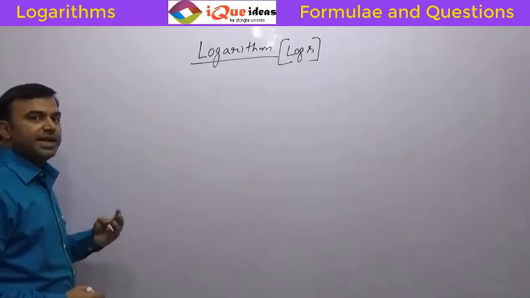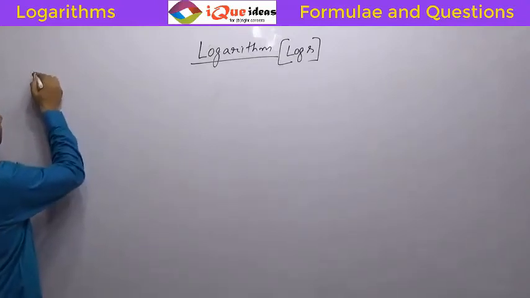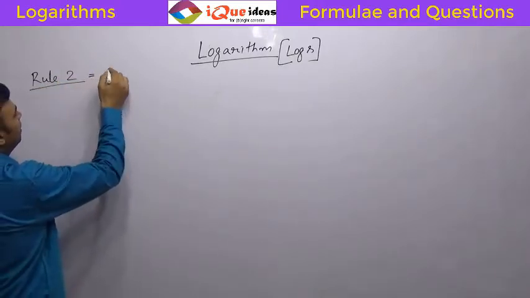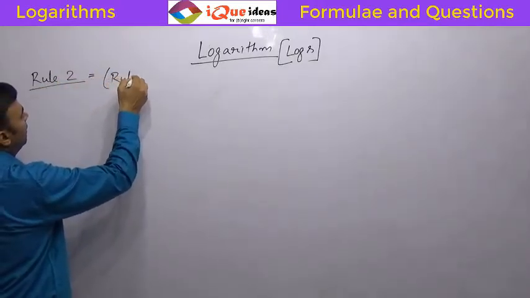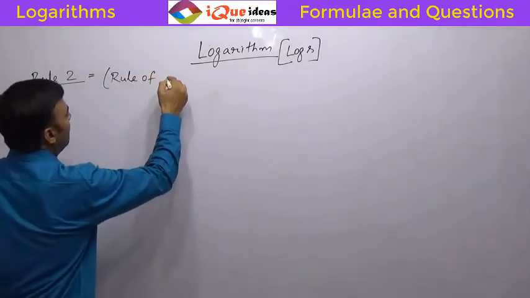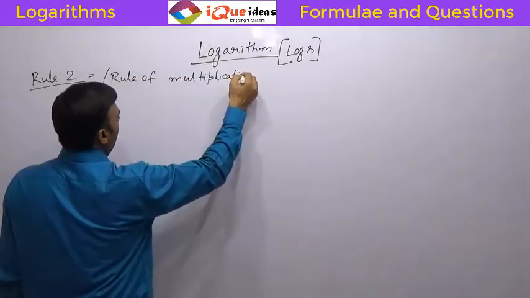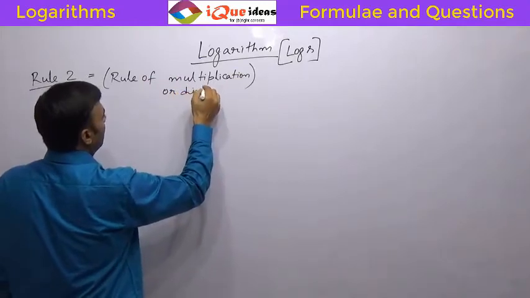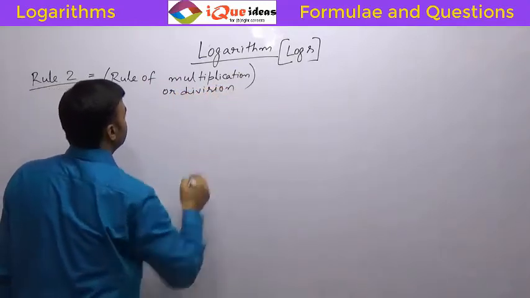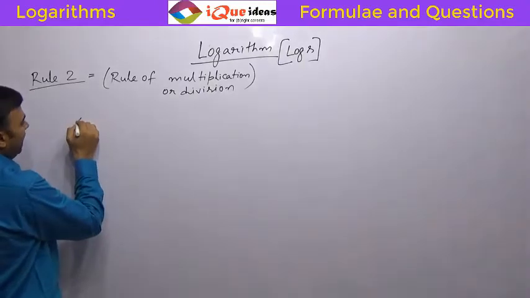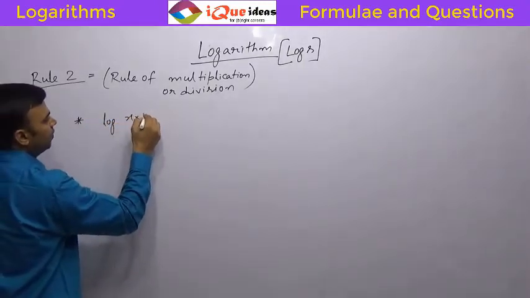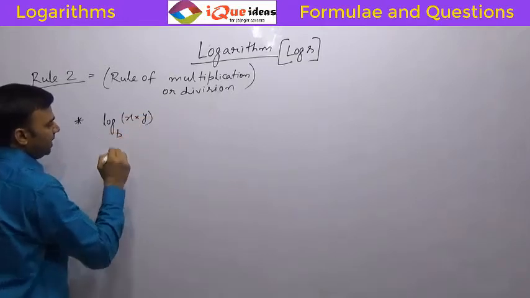Now let's move on to the next rule, rule 2. It is the rule of multiplication or division also. How does this work? Let's see. Suppose we have log of x into y to the base b.